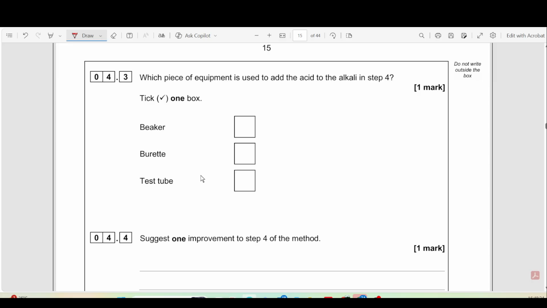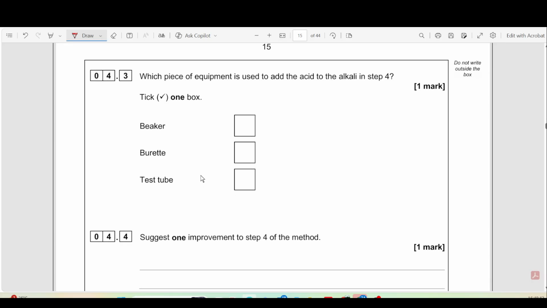Next is, what piece of equipment is used to add the acid to alkali in step 4? What is used to add acid?